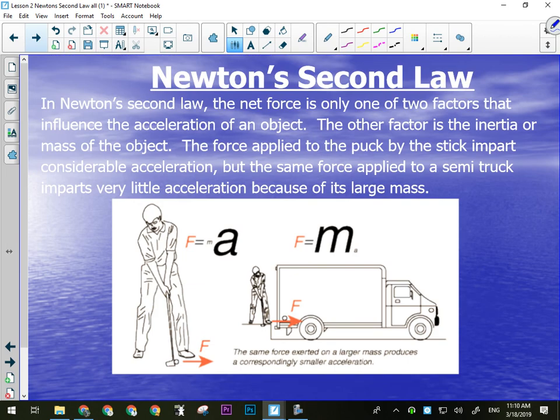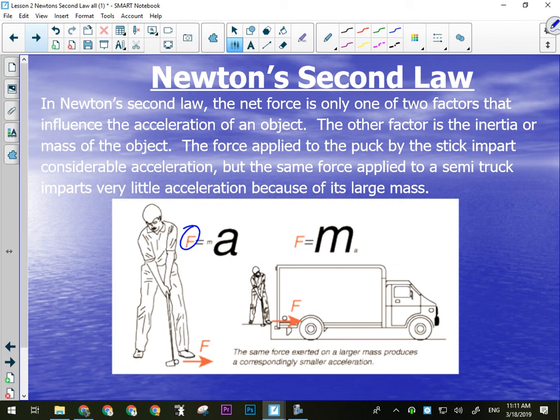All right, so in Newton's second law, the net force is only one of two factors that influence the object's acceleration. Mass is the other. So if I've got this situation here, I've got this guy with a golf club. If he swings the club as hard as he can, he exerts a force of magnitude and direction F.